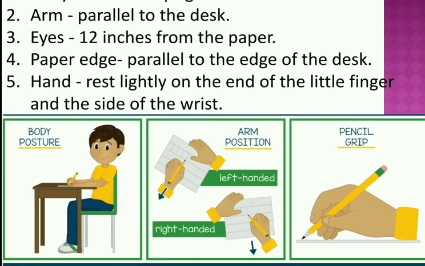Guided composition and free composition are the two types of compositions. Then the teacher must also give some instructions regarding the correct posture to the students. How should the body be? How should the arms be placed on the desk? What is the distance between the paper and the eyes? How should the notebook be kept on the desk? All these instructions should be properly told to the students.